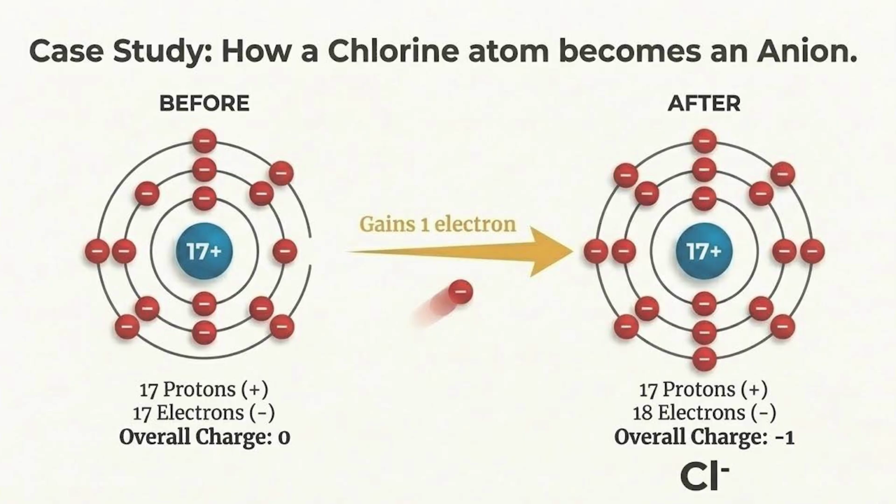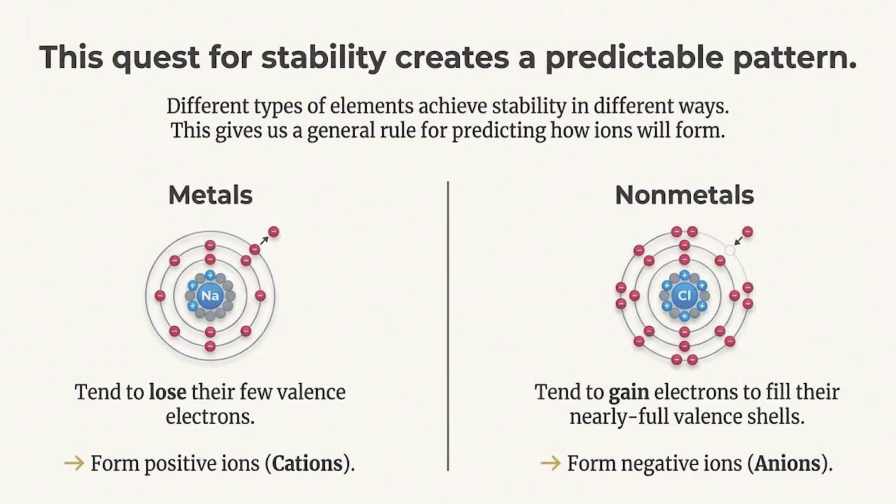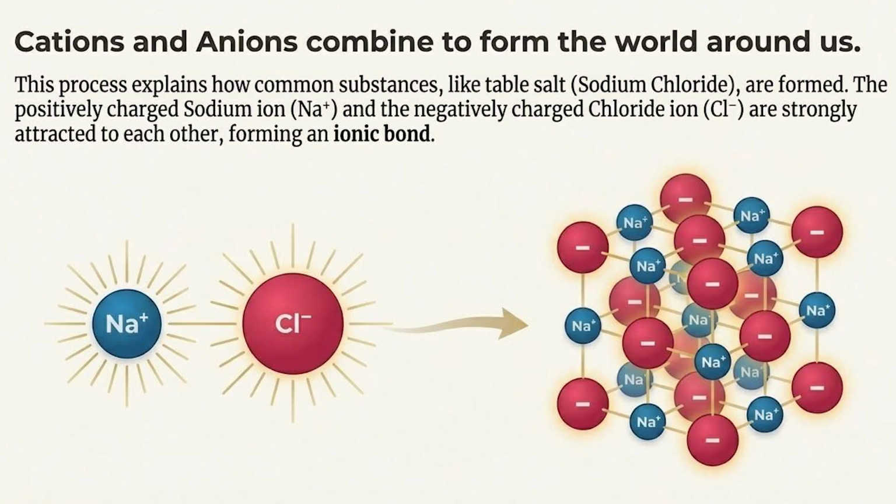Why does this happen? Atoms form ions to become more stable. They want their outermost energy level, the valence shell, to be completely full. Generally, metals tend to lose electrons to form cations, while nonmetals tend to gain electrons to form anions. This fundamental behavior is what creates ionic bonds, forms salts like NaCl, and allows for electrical conductivity in liquids.